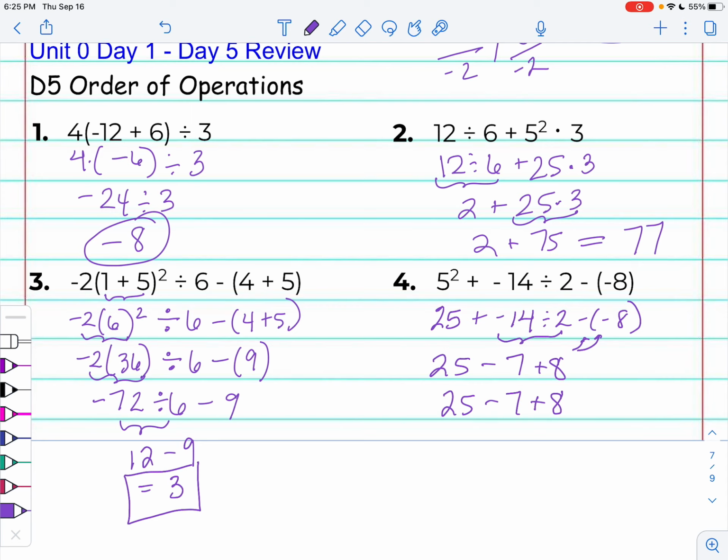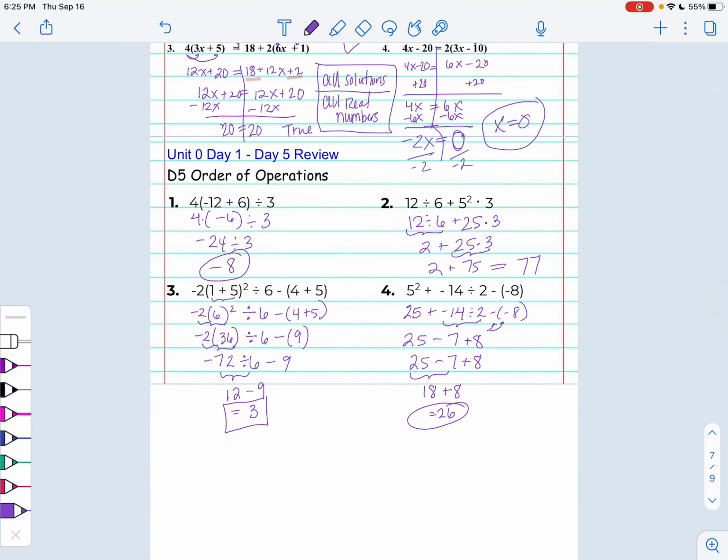I don't know why I wrote it twice. 25 minus 7 is 18. And 18 plus 8 is 26, if I did that correctly. All right, you guys are checking my mental math because that's probably where I made a mistake, and brushing up on these skills.